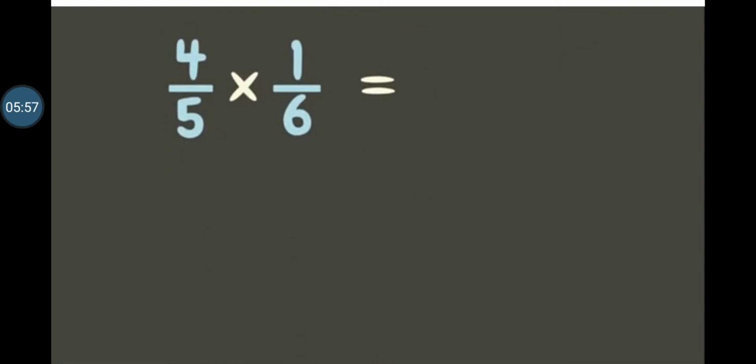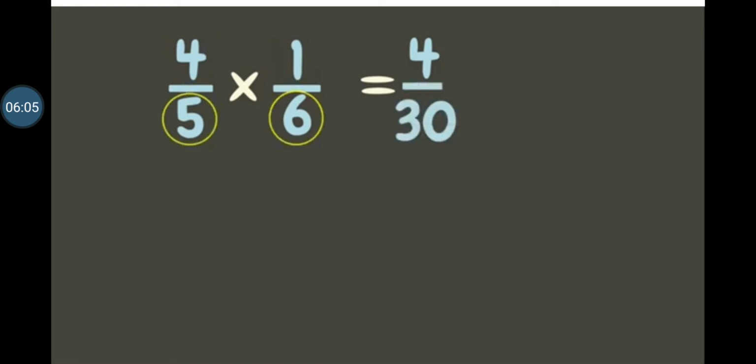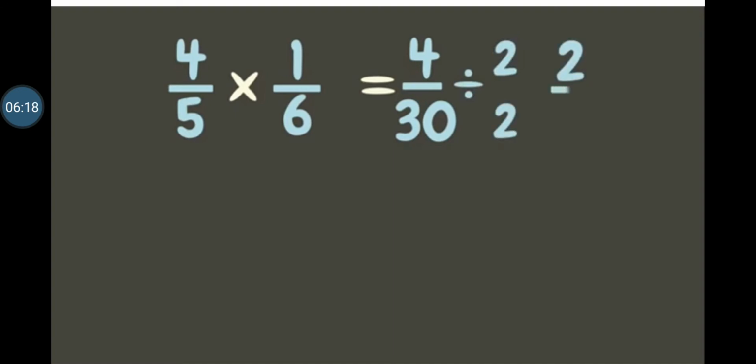4 upon 5 multiplied by 1 upon 6. So 4 times 1 is 4, 5 times 6 is 30. Now let's simplify. 4 and 30 can be divided by 2. Yes. So 4 divided by 2 is 2 and 30 divided by 2 is 15. So our final answer is 2 upon 15.